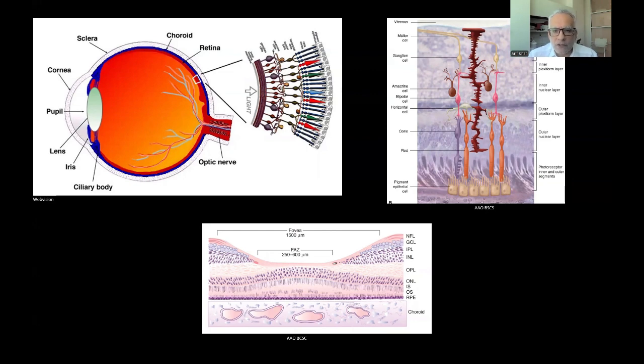Although the fovea is very cone dense, actually most of the 6 million cones are outside of the fovea. And again, the retina is a rod-dominated structure, about 20 times more rods than cones in the retina.